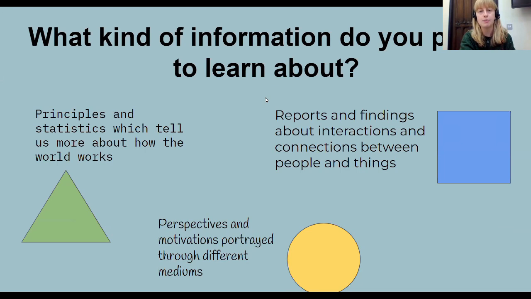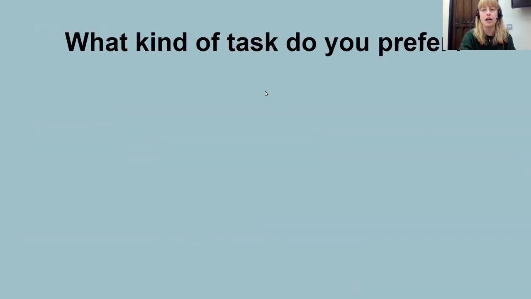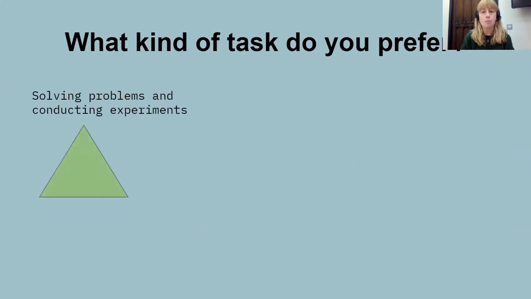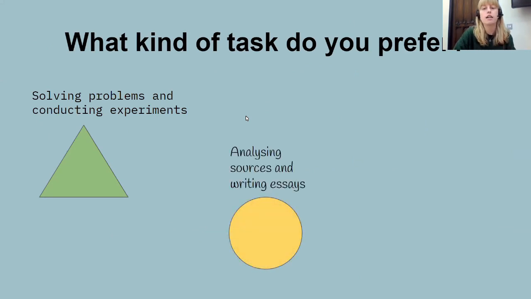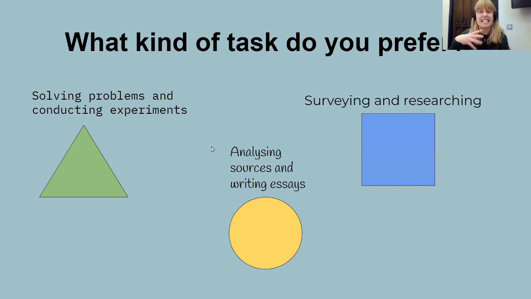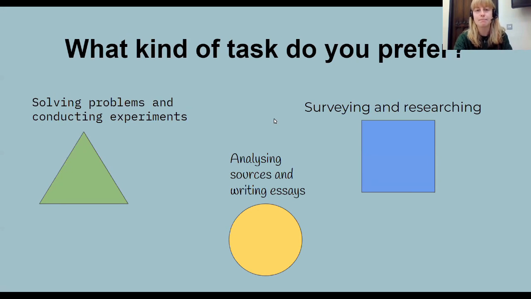Okay, the next one, what kind of task do you prefer? So choosing from the following: solving problems and doing experiments. That's a triangle answer here. The circle answer is analysing sources and writing essays or long-form written responses, let's say. So you're looking at sources and writing essays. Or surveying, so collecting data, and researching, so evaluating that data, finding out what other people have said about similar types of data. This is all very general, by the way, but hopefully you'll see the purpose of it in just a moment.